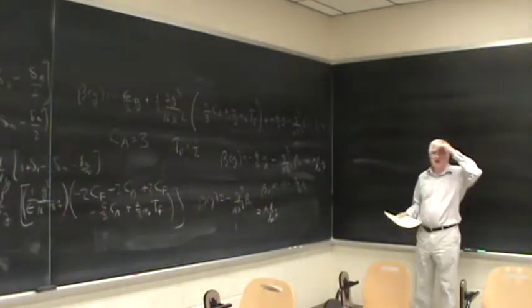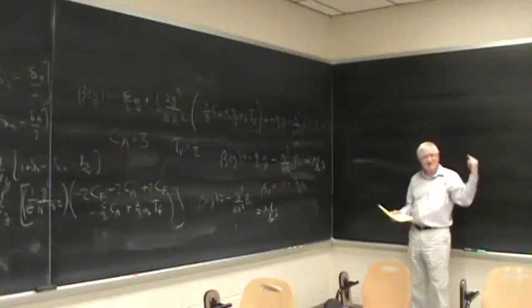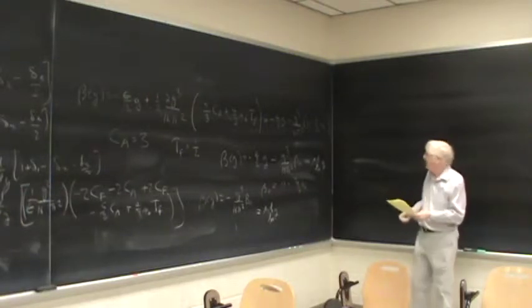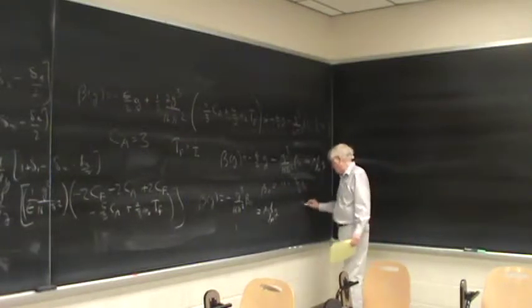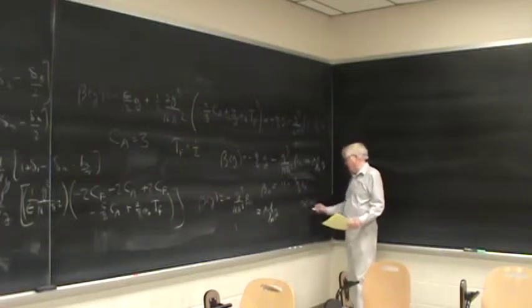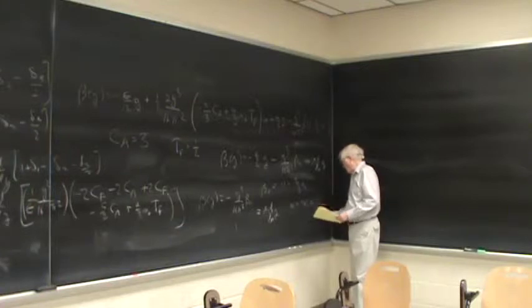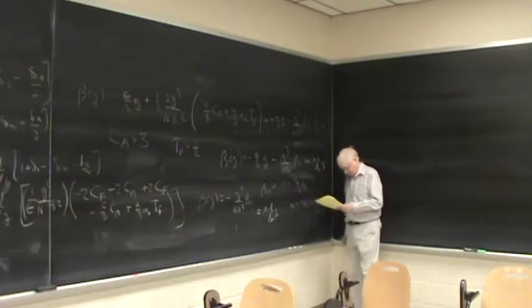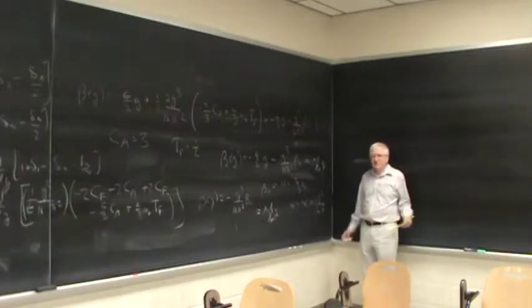Now, what we're going to do is switch from g to alpha. And what's alpha? Well, alpha strong, but I'm just going to write it as alpha, is g squared over 4 pi. It's like e squared over 4 pi being the fine structure constant.